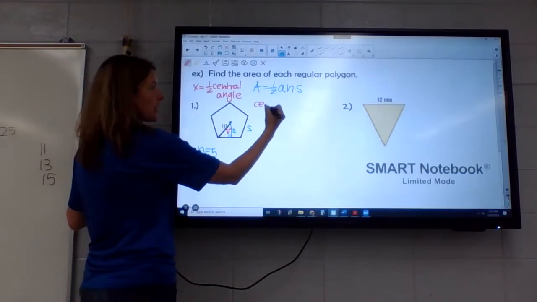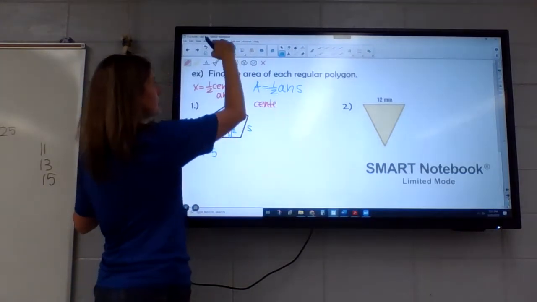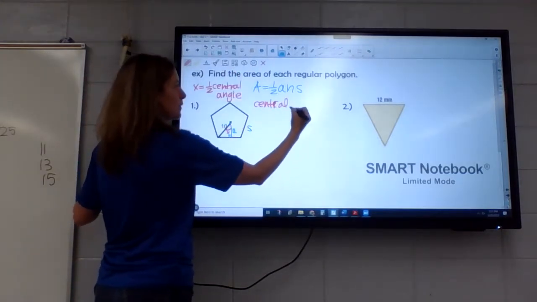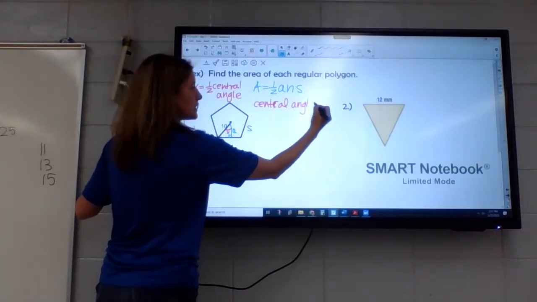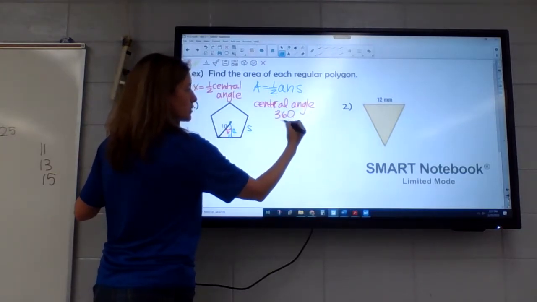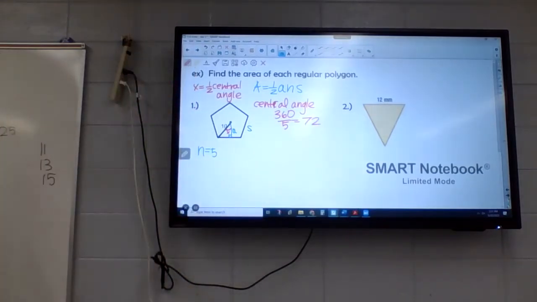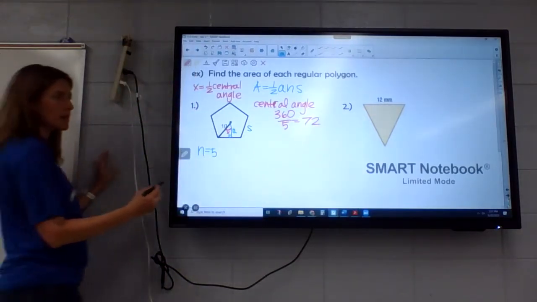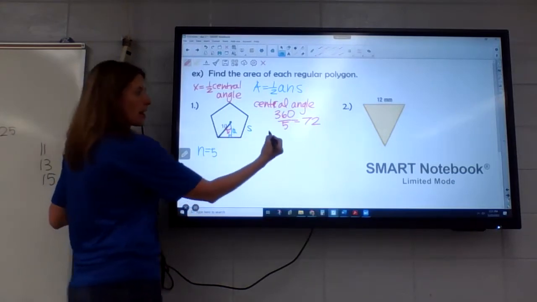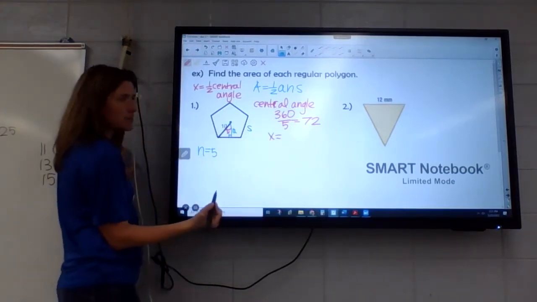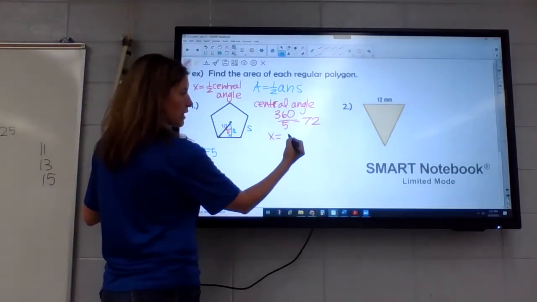And the central angle, remember, is 360 divided by the number of sides, which is 5 in this case. We just did this one, so that's 72, right? So that means that angle up there is going to be half of that. So our x is going to be half of 72, which is 36.